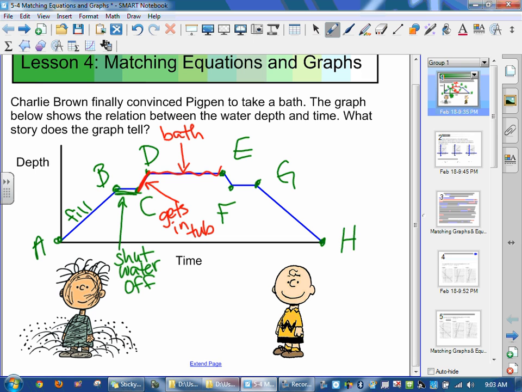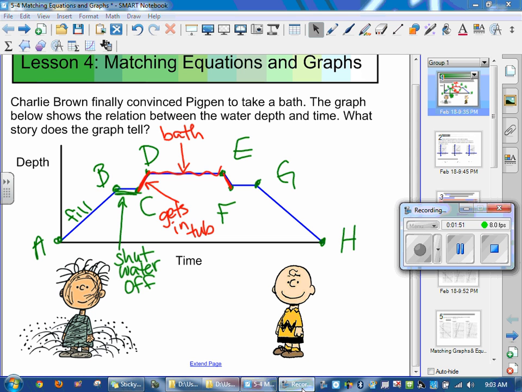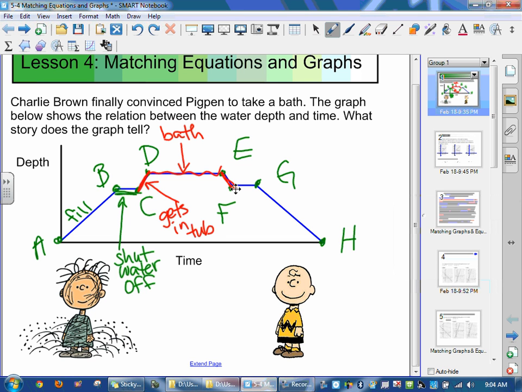What's happening now from E to F? He spent the same amount of time. So, from E to F, he is doing what? He stops bathing and is getting out. Good, he gets out of the tub. Okay, getting out of the tub.